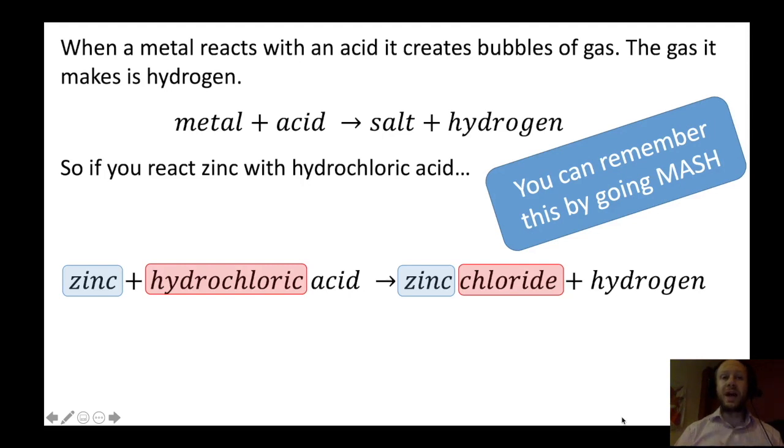Note that in this reaction, no water is made, which is different to what we learned when we did our other neutralization reaction back in lesson 4.